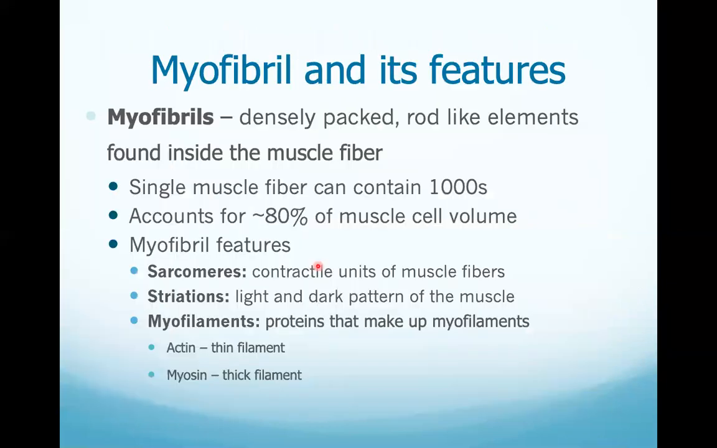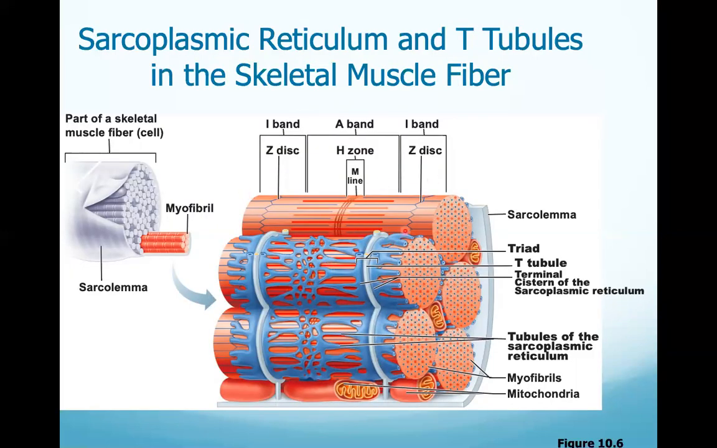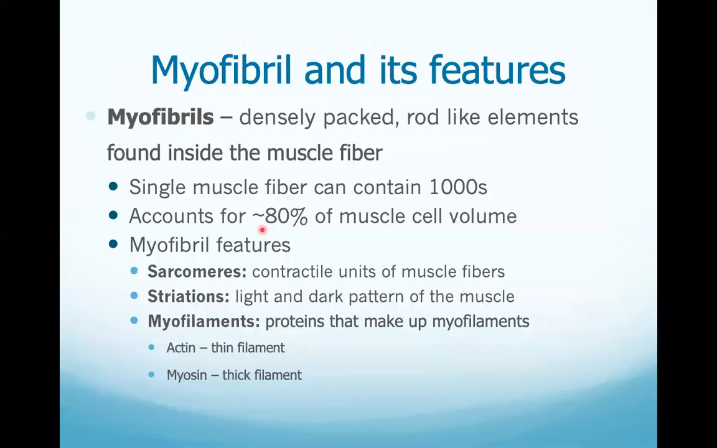So let's take a look at, again, more details of what we discussed already. This is a review of what we learned on a drawing, and now we're going to look at it in terms of context. So myofibrils are densely packed rod-like elements that are found inside the muscle fiber. Basically what we've shown here, these are your myofibrils. A typical muscle fiber can have thousands of these myofibrils packed inside of it.